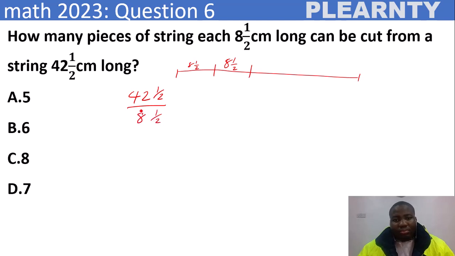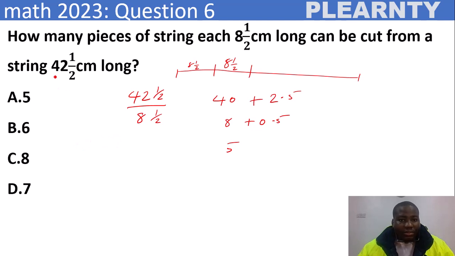8.5. So for those who have a very sharp eye, you will know that 42.5 is same as 40 plus 2.5. 8.5 is same as 8 plus 0.5. 40 divided by 8, that's 5. 2.5 divided by 0.5, that's also 5. So the answer is 5. But everybody does not learn at the same pace. So let's just try something.